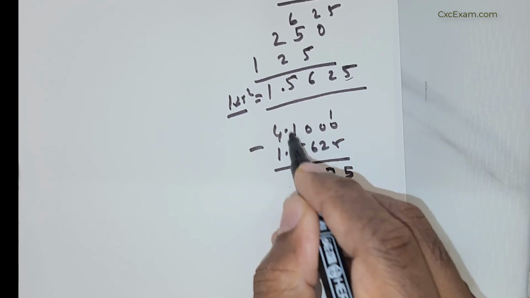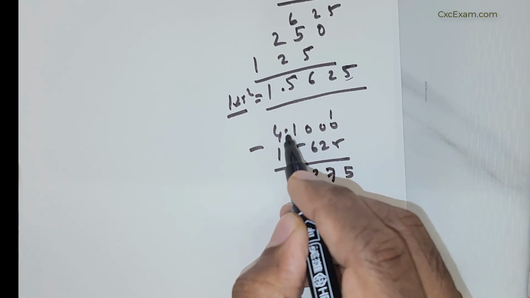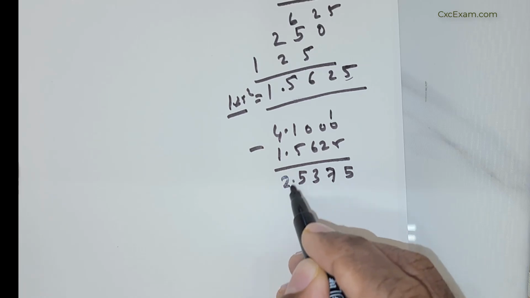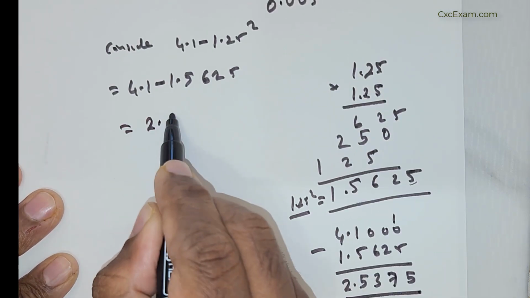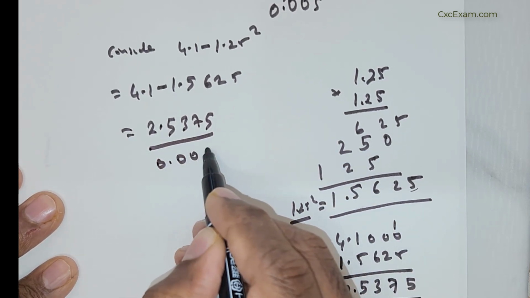There is a 0 there, borrow 1, 10. From 10 you take away 5, you get 5. There is a 3 there because you pushed 1 already. So from 3 you take away 1, you get 2. So this is actually 2.5375. You are dividing it by 0.005.